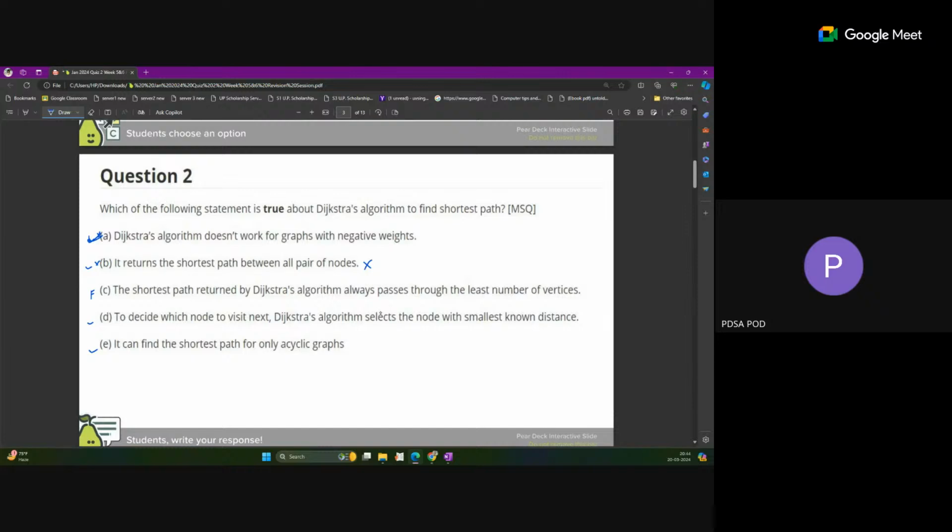Okay, so suppose we have a vertex A like this and a vertex D, and we have distances like B, C. We visit all the vertices, and one edge is connected like this.